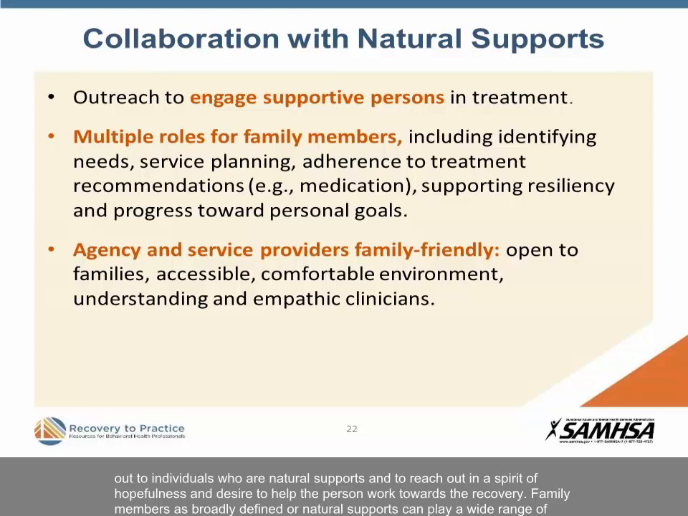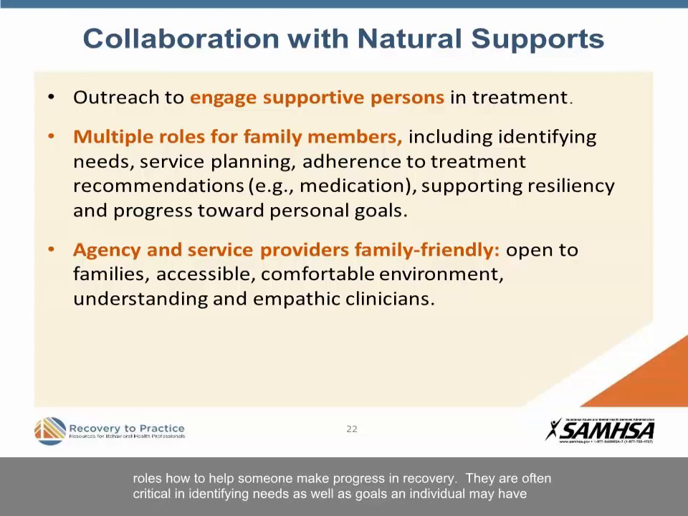Now, family members, as broadly defined, or natural supports, can play a wide range of different roles in helping a person make progress towards recovery. They're often critical in identifying needs as well as goals that an individual may have, because typically natural supports know the individual with co-occurring disorders better than anybody else does, certainly better than the treatment providers in most cases.